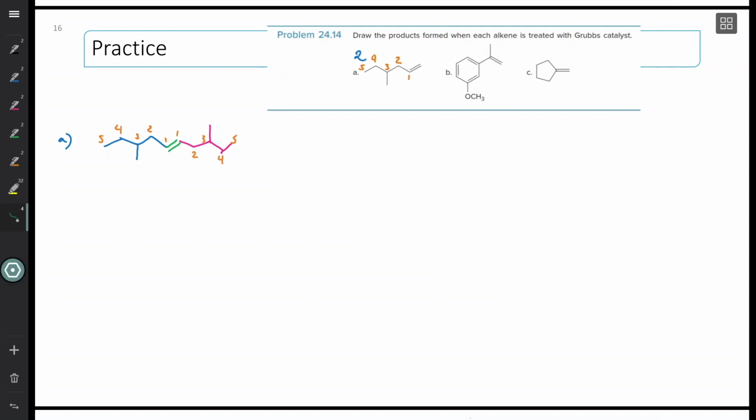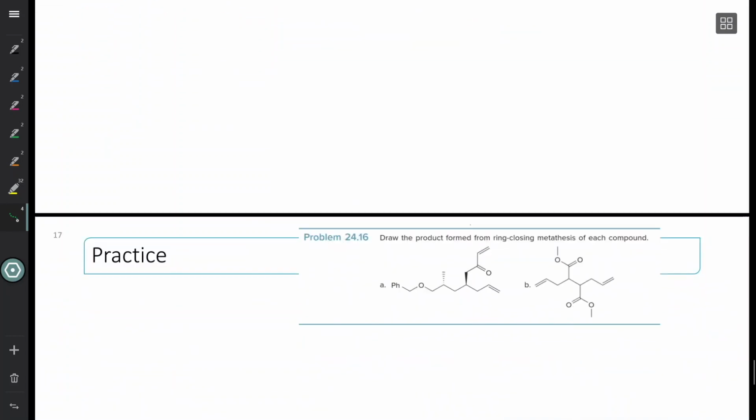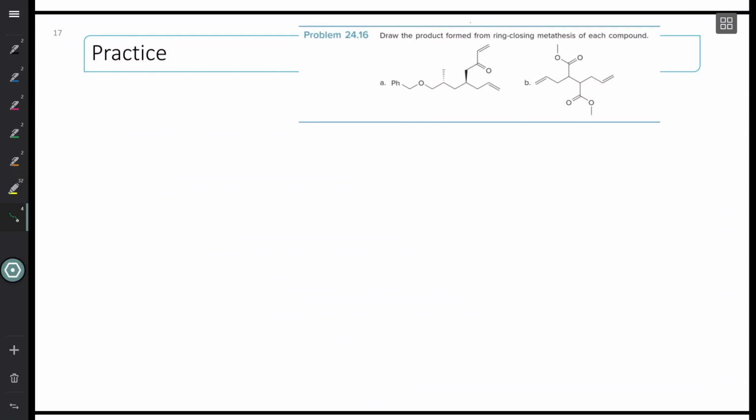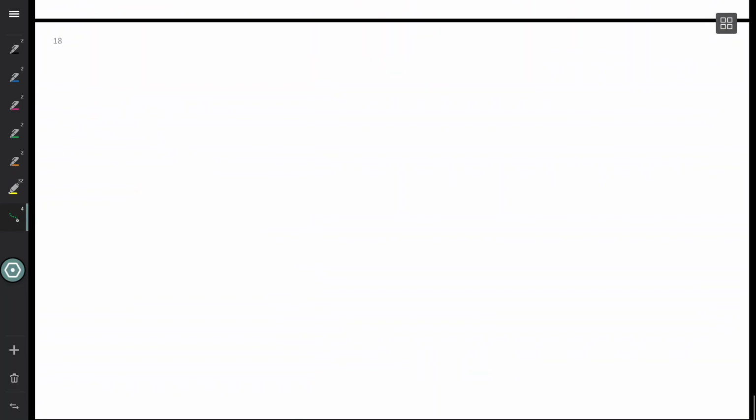All right, there you go. So I'm going to post these answers in the slides, and that's it for carbon-carbon bond formation.